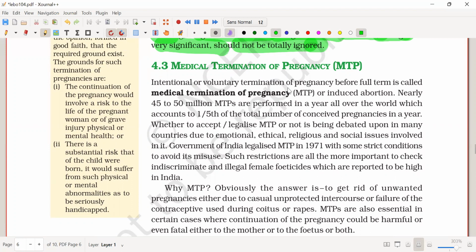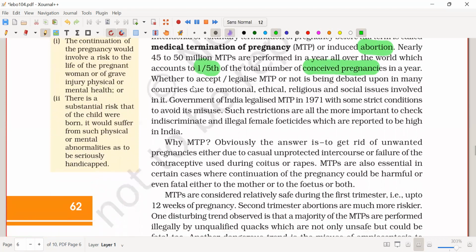Intentional or voluntary termination of pregnancy before full term is called medical termination of pregnancy, MTP, or induced abortion. Nearly 45 to 50 million MTPs are performed in a year all over the world, which accounts to 1/5 of the total number of conceived pregnancies. Whether to accept or legalize MTPs or not is being debated in many countries due to emotional, ethical, religious, and social issues involved in it.